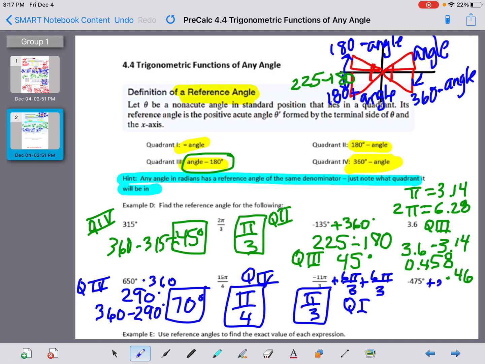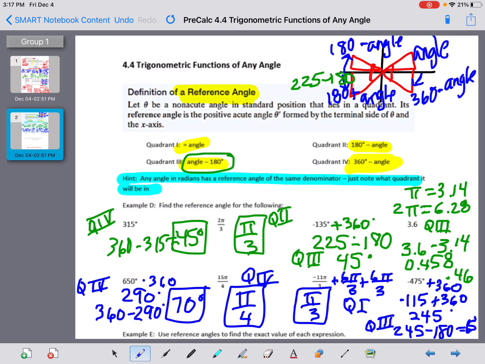All right, last one, negative 475. So I'm going to add 360, and when I add 360, I'm still at negative 115. So I'm going to add 360 again, and I'm at 245. Well, what quadrant is 245 in? 245 is going to be in quadrant 3. So in quadrant 3, I take my angle and I subtract 180. It looks like my reference angle is going to be 65 degrees. Okay.